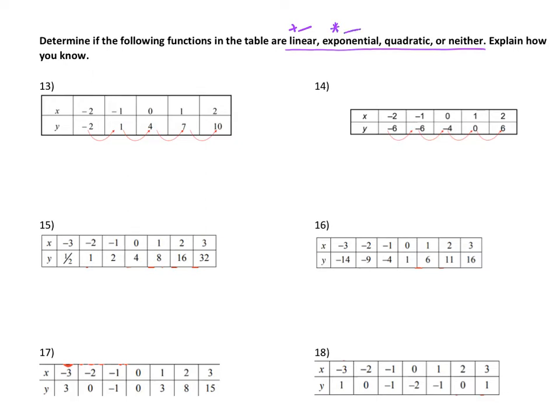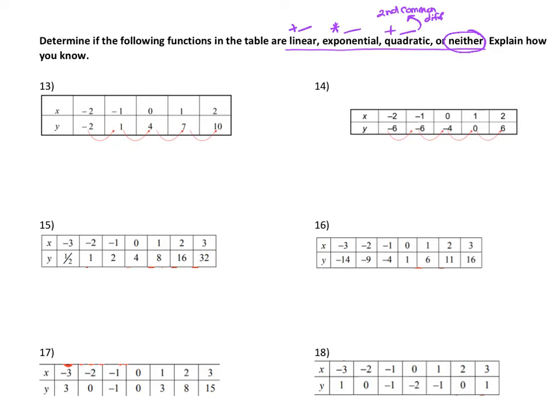Now quadratic's a little bit trickier. Quadratic we're going to add, but it's not going to be the same number, and it's always going to be, we call it our second common difference. So it's basically the second number we add is going to be the same. And I'll kind of show this to you in one of our examples. And then if it doesn't follow any of these 3 patterns, we just say it's neither.